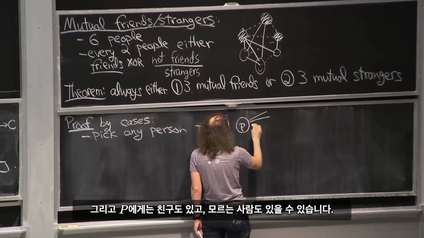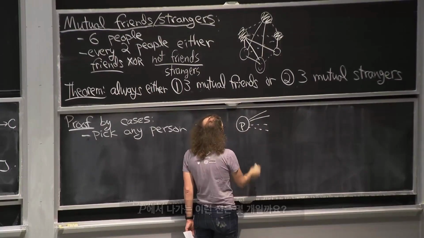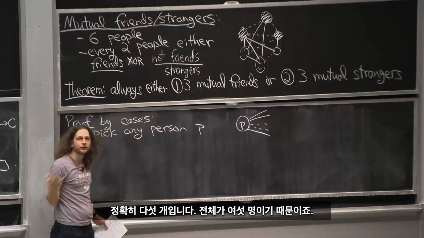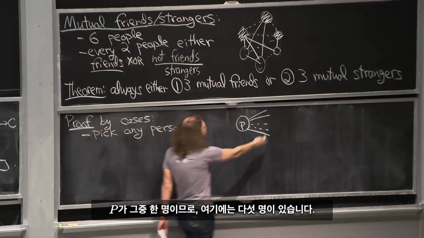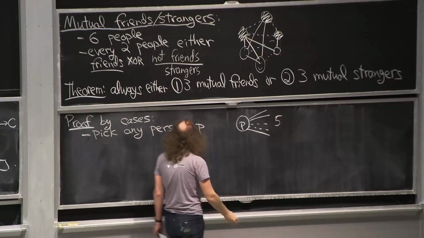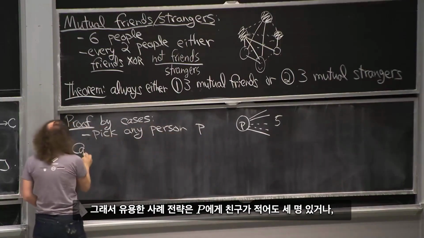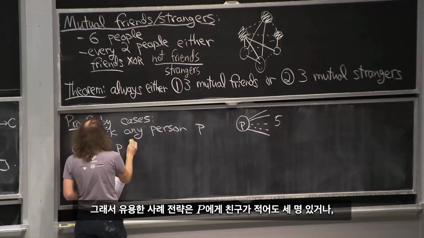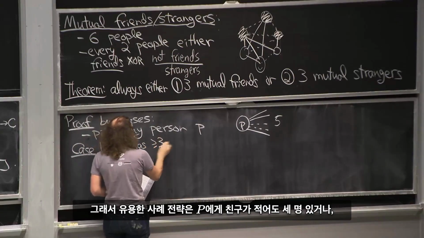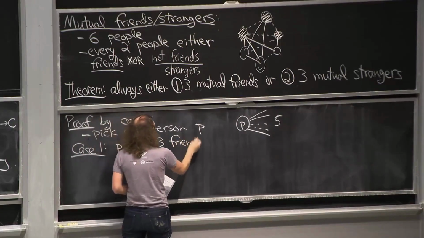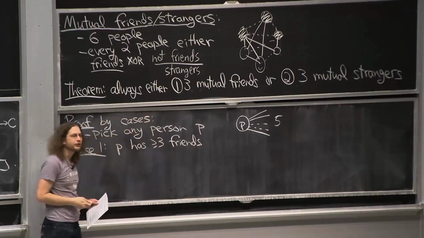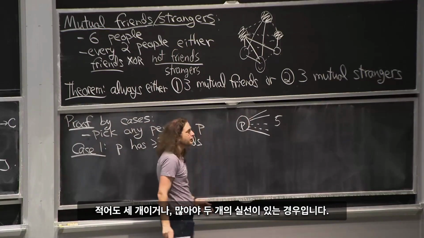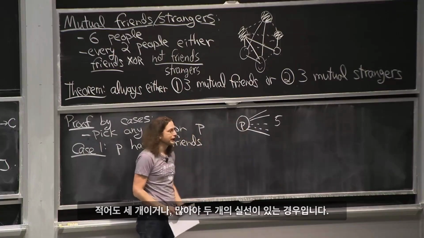And it might have some friends, and it might have some strangers. Okay, how many of these lines coming out of P are there? 5, exactly, because there's 6 people total. P is one of them, so there are 5 people over here. Okay, so a useful case strategy is to say either P has at least 3 friends, or it has less than 3 friends. Right? Either there are 3 solid lines like I've drawn here, or there are at most 2 solid lines.